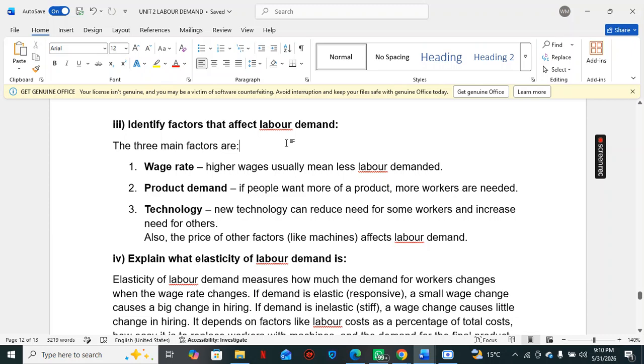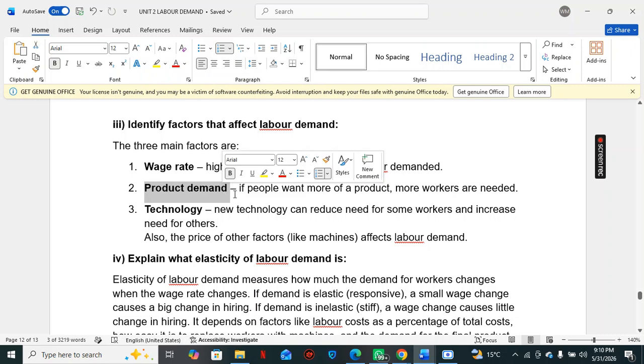Factors that affect labor demand. First, wage rate. Higher wages mean less labor is demanded. Lower wages, more labor is demanded. Product demand, as we said, derived demand. If people want more of a product, more workers are needed. Then technology.